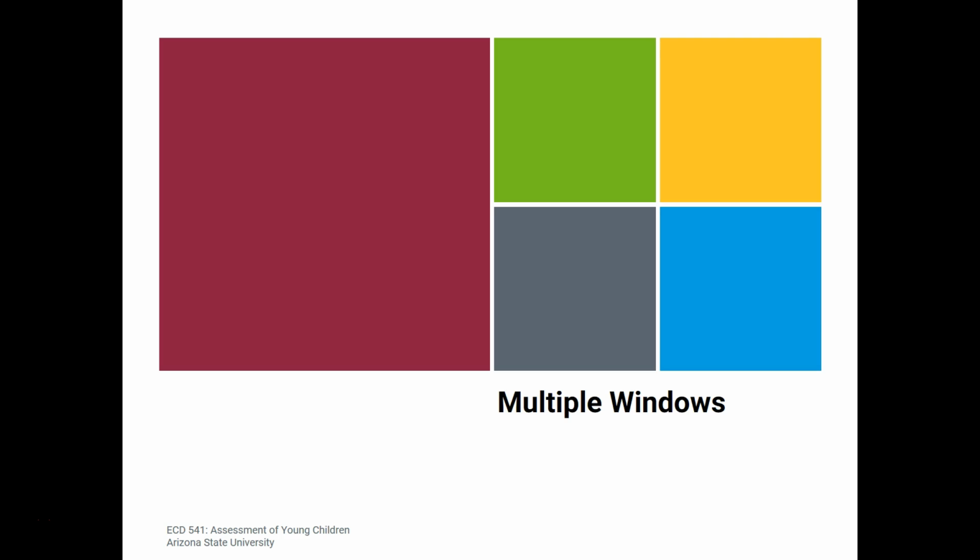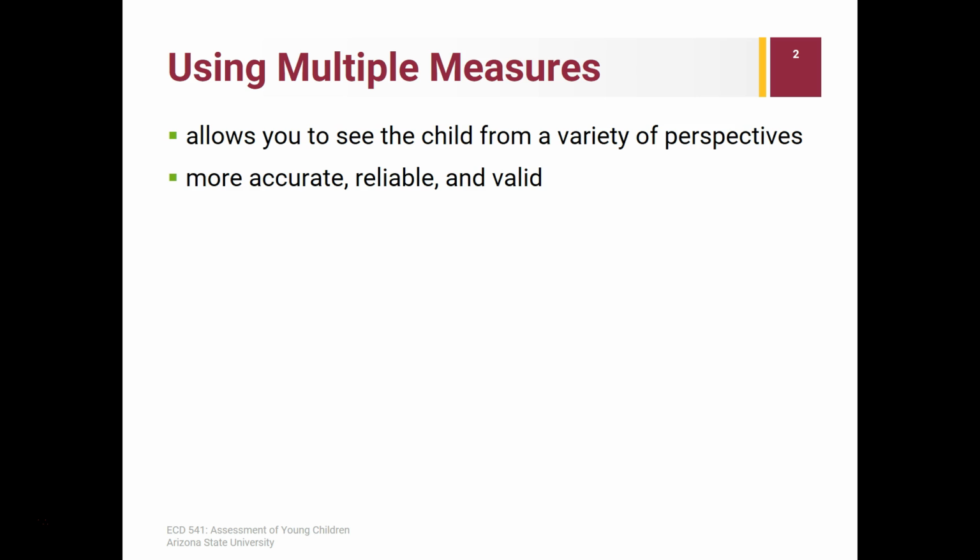This module will discuss multiple windows and how to feel confident in the assessment information you obtain about your young students using multiple windows. In previous modules, we discussed characteristics of young children that can create questions about the reliability of assessment information. In order to feel more confident about the conclusions you draw from assessment information involving young children, it is important to use multiple windows to observe and understand the child.